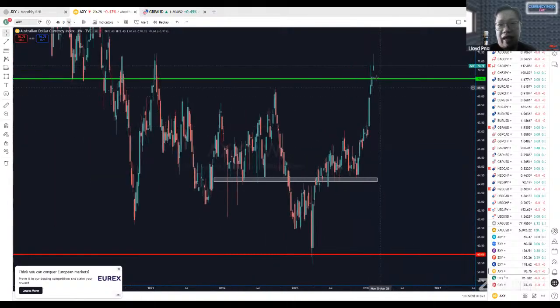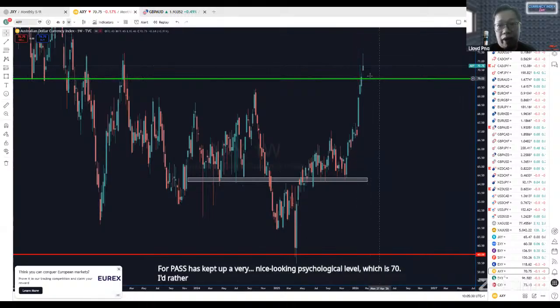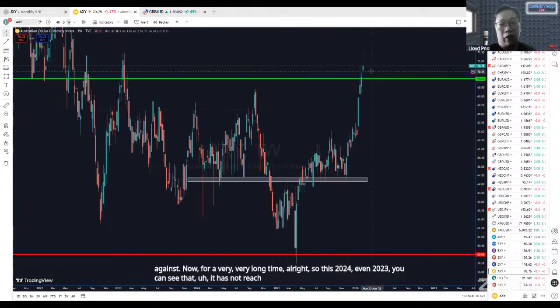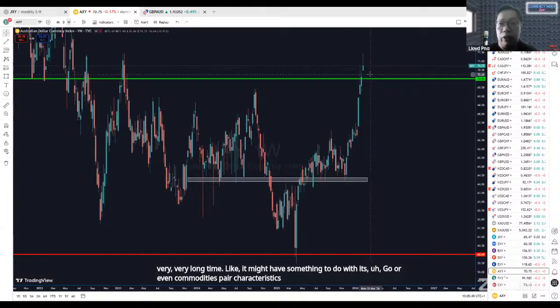Now, Aussie on the other hand, it has gapped up. Now, for pairs, it has gapped up a very nice looking psychological level, which is 70. I'd rather it close the gap, come back and retest, then I might trade it up again. Now, for a very, very long time, this 2024, even 2023, you can see that it has not reached up above 70 for a very, very long time. It might have something to do with its gold or even commodities pair characteristics. I do not really know, but as a price action trader, as a technician, I'd rather you wait for retest to this level, and then I'm more interested in trading upwards.